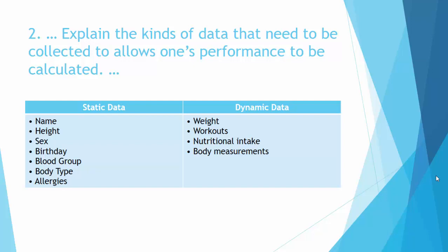We cannot ignore categorical and numerical data as well. That is also important here. Name, sex, blood group, body type, and allergies would fall under categorical, and his workouts would fall under categorical, whilst numerical data would include his height, age, his weight, the nutritional intake, and his body measurements.